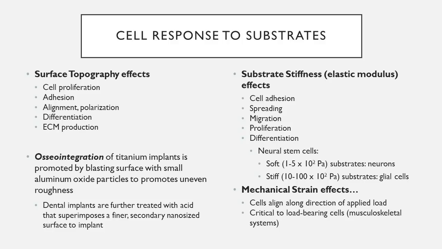Now, beyond just the mechanical properties of material, we can also look at the mechanical effects and how they can change and alter cell properties. So for instance, mechanical stresses can force cells to align themselves in the direction of an applied load. As you can imagine, this is particularly important for cells in load-bearing applications, like those in the musculoskeletal systems.